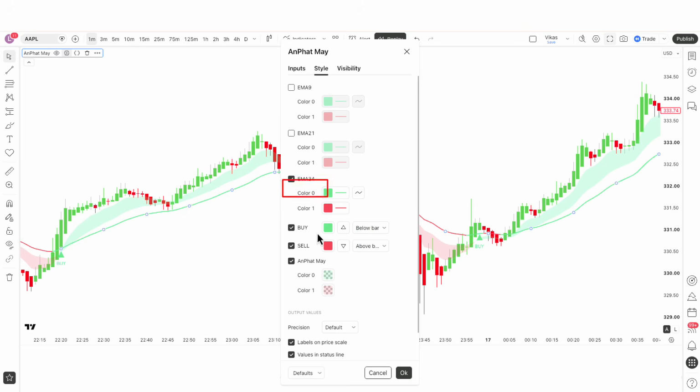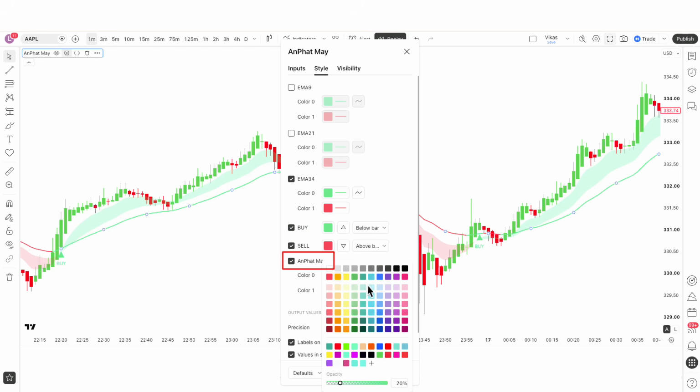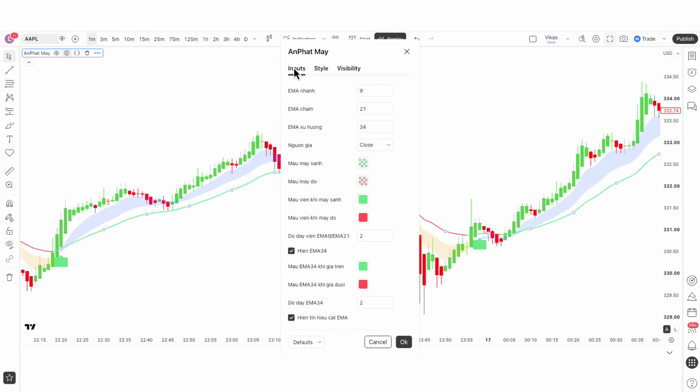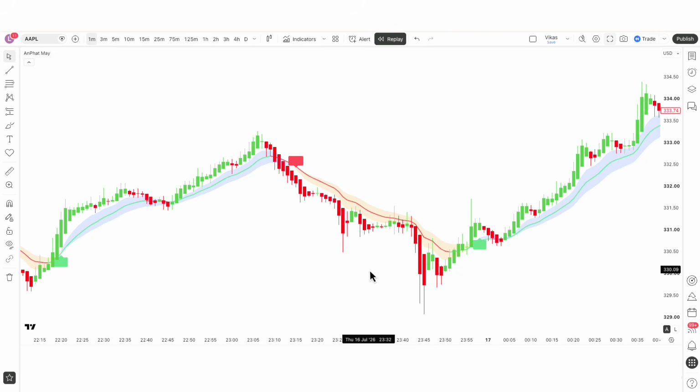And after that, change ANFAT MAR color 0, green to blue, and change ANFAT MAR color 1, red to orange. Change buy, triangle up to label up, and change sell, triangle down to label down. Change EMA length 21 to 22, and change the second length 34 to 15. Here everything is fine after that. Click OK.